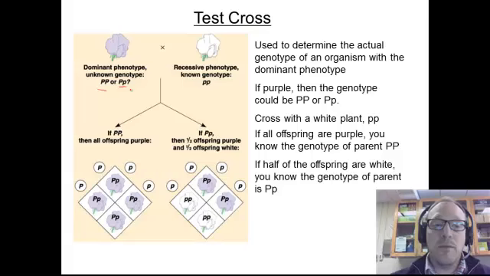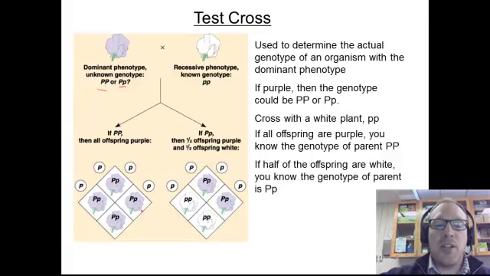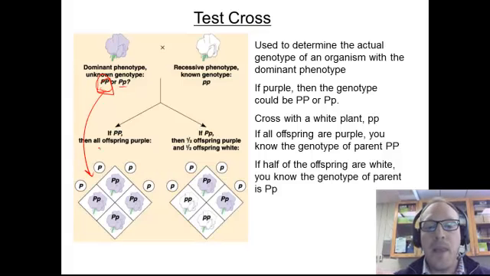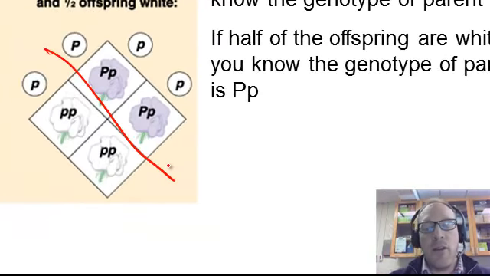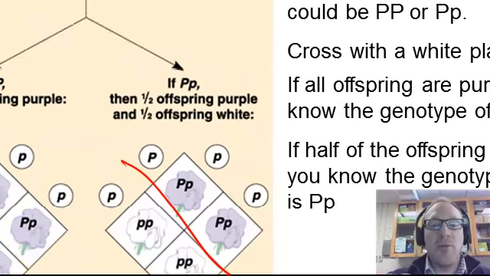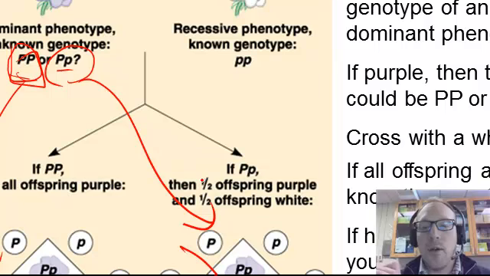And what you can do is test this unknown genotype organism with a known genotype, namely the organism displaying the recessive phenotype, and you look at your results. If you get all plants in the next generation that are purple, you know this plant must have been homozygous dominant. Okay? If you get half your plants white, or thereabouts half your plants purple, then you know your plant must have been heterozygous. Okay?